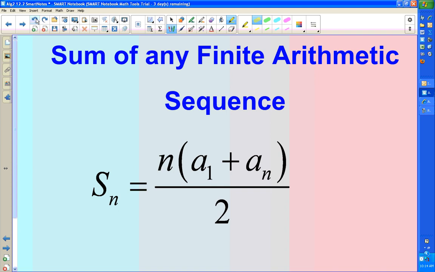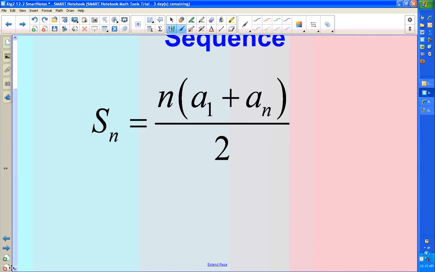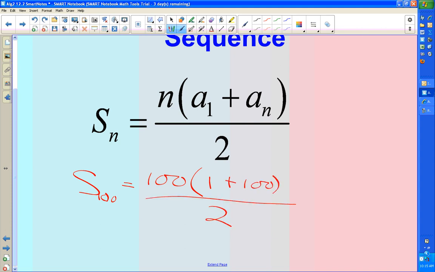So what does the n stand for in this? The number of terms is what it always stands for. n is the position of any term in the sequence. If you're trying to find the S sub n, S sub 6 would be the sum of the first 6 terms. So for Freddie's problem, how many terms were there? 100. So S sub 100 is going to equal 100 terms times the first plus the last over 2.